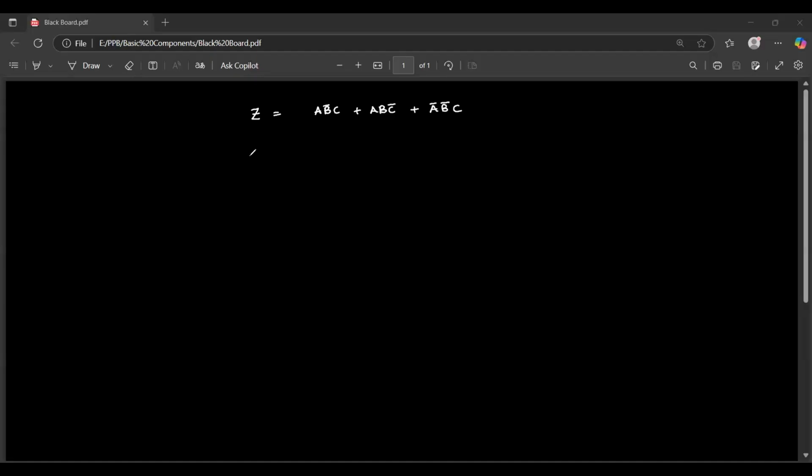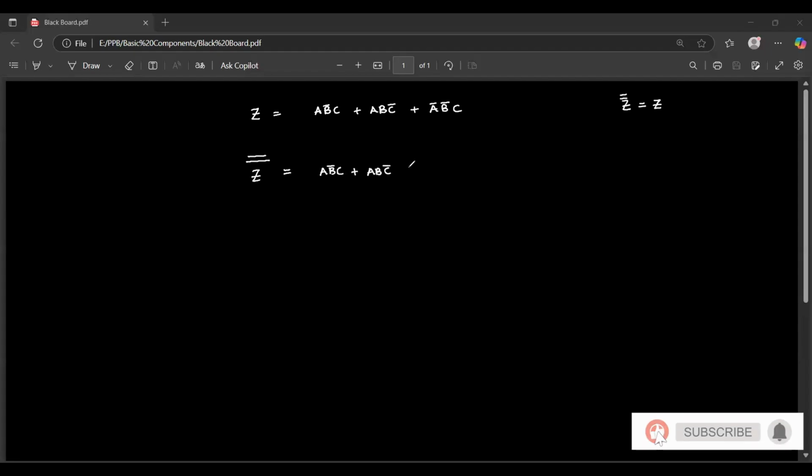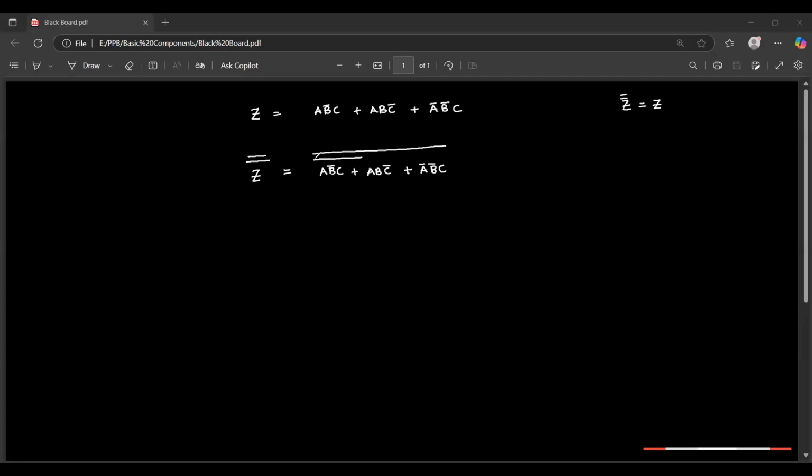What we are going to do is use a double bar on Z. Why? We know Z double bar is equal to Z according to the double complementary law. So Z double bar will be equal to A B bar C plus A B C bar plus A bar B bar C, whole thing double bar. Now I can say this is equal to Z, but instead of removing the two negations or bars, I'm going to break the bar inside this bar. This is a bar, this is a bar. I'm going to break this bar by using De Morgan's law.